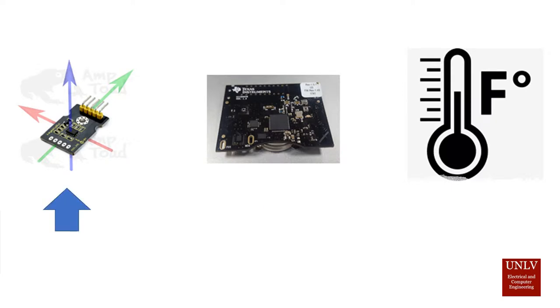The first sensor is an accelerometer, which is measuring the movement within the pool. The second sensor is for measuring the temperature of the water and the air.